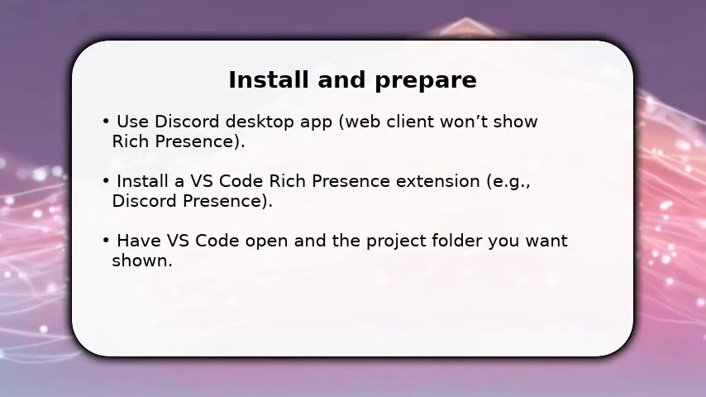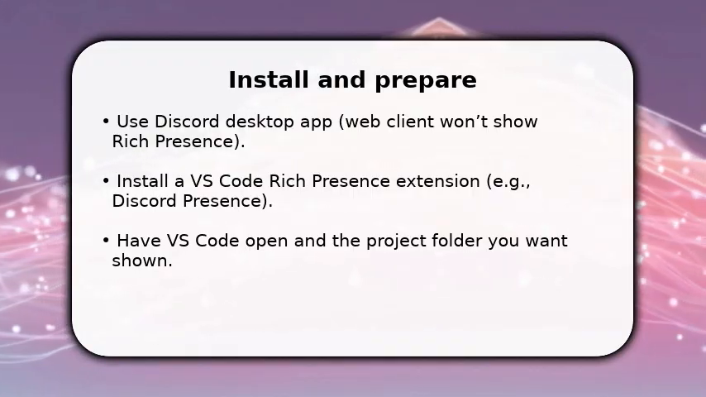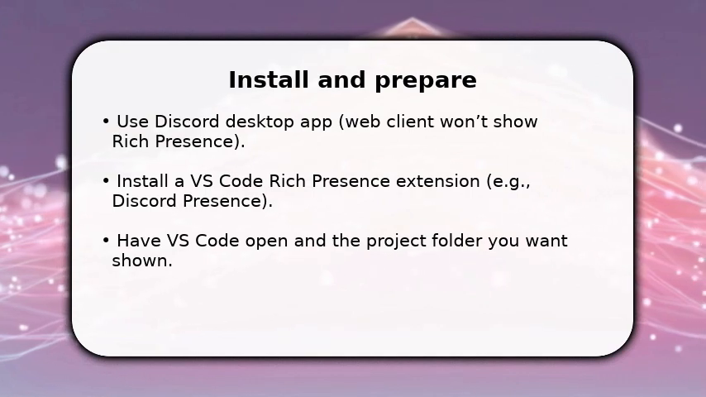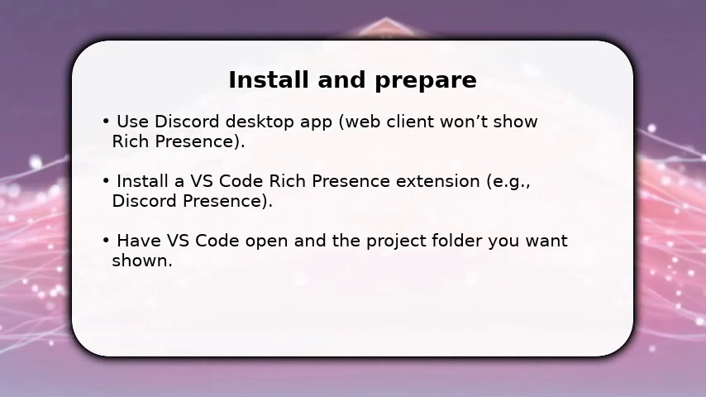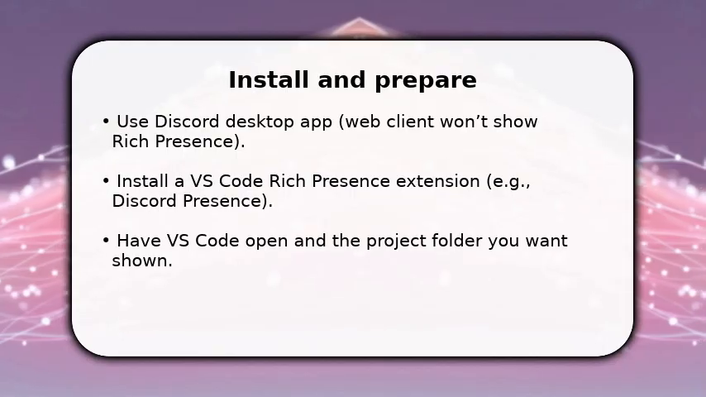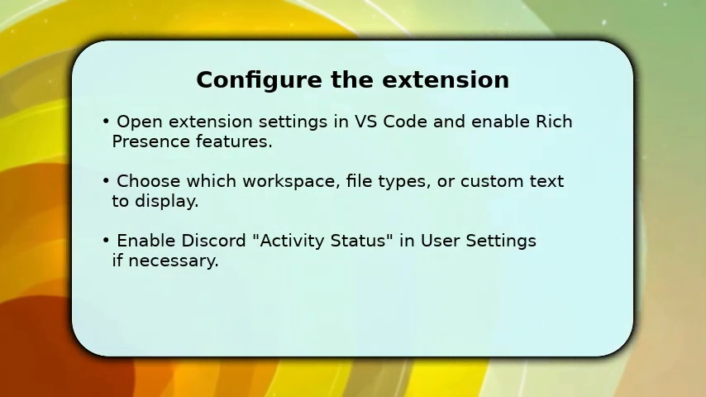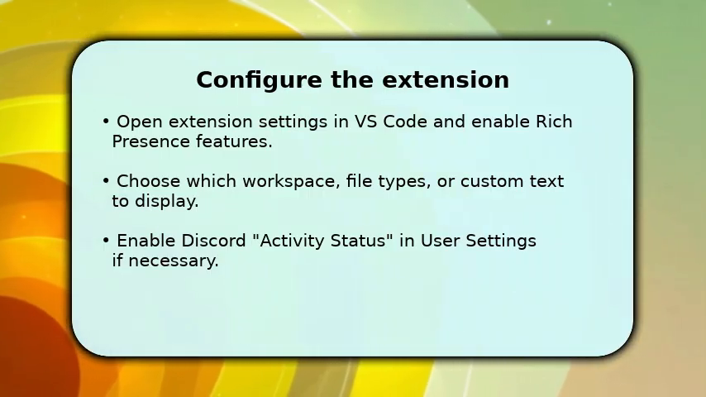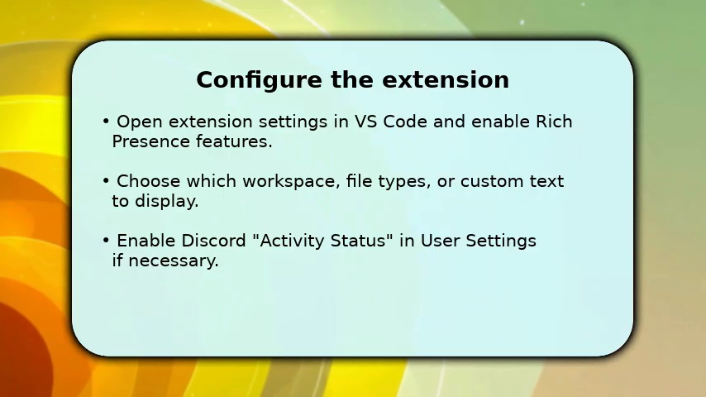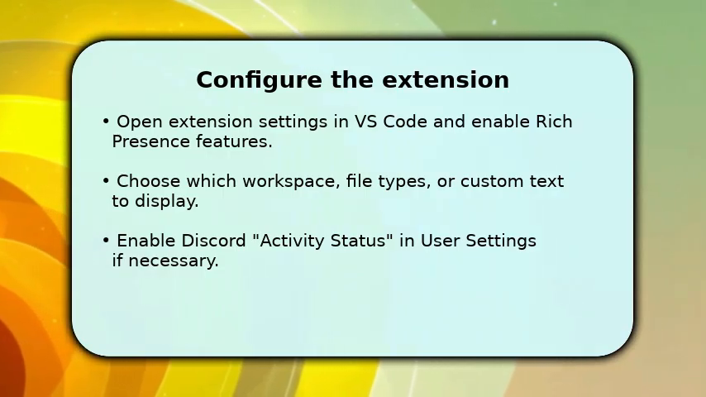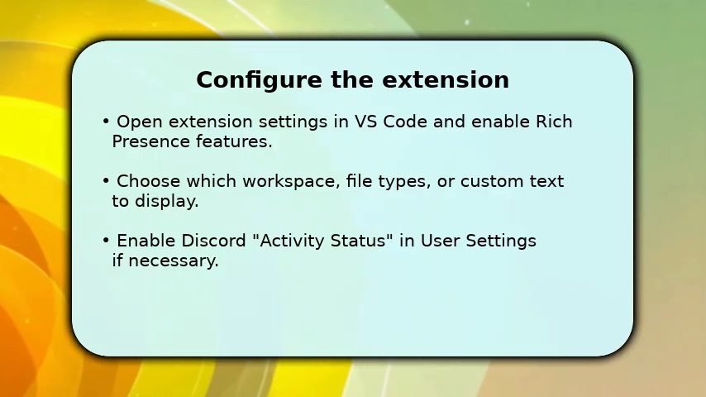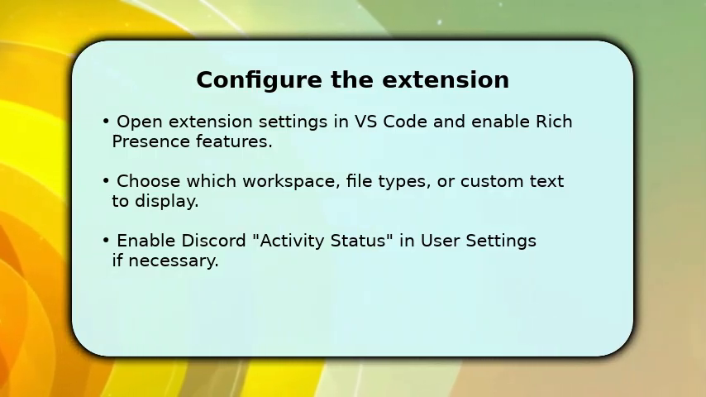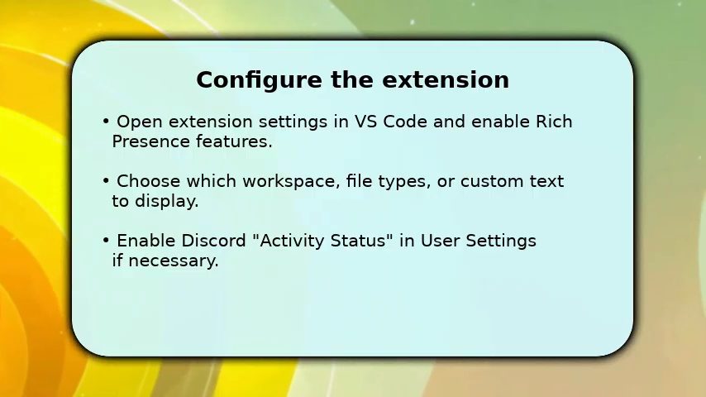Make sure Discord is signed into the same account you expect to display activity on, and keep both applications running while you continue. Now configure the extension so Discord shows meaningful details. Open VS Code settings for the extension and pick the items to broadcast: workspace name, current file, language, or custom status text. Once done, save settings and ensure the extension's client ID or built-in integration is active.